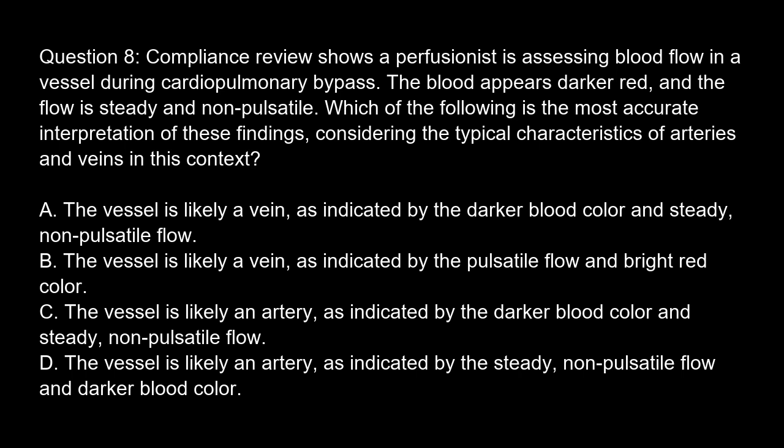Option B. The vessel is likely a vein, as indicated by the pulsatile flow and bright red color. Option C. The vessel is likely an artery, as indicated by the darker blood color and steady, non-pulsatile flow. Option D. The vessel is likely an artery, as indicated by the steady, non-pulsatile flow and darker blood color.